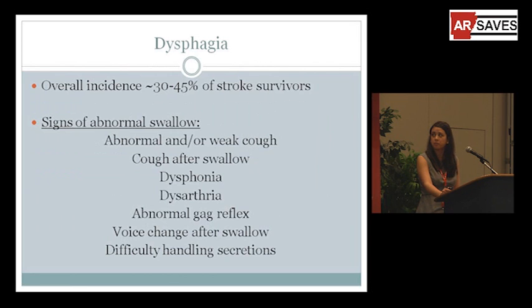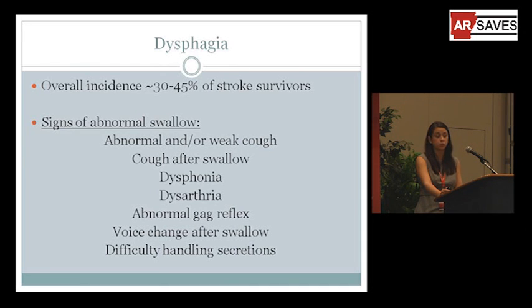And then dysphagia, overall incidence, 30 to 45% of these patients will have trouble swallowing. It's important to know the signs and symptoms of swallowing problems because the complication of aspiration pneumonia is pretty significant and is one of the number one complications after stroke, aside from falls.